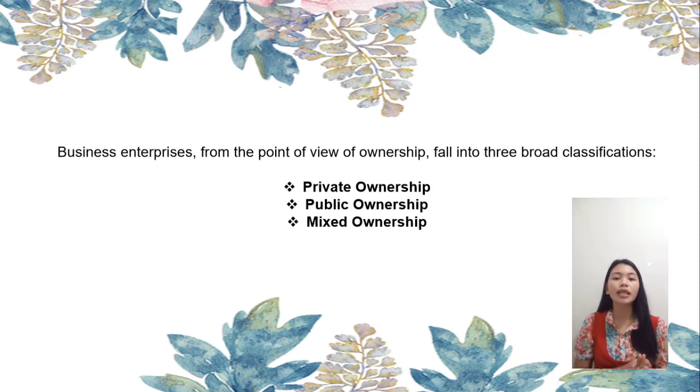The second one is public ownership. It is when the organization and management of the enterprise is controlled by political bodies such as a municipal, provincial, or national government, or by any instrumentality created by them. The third one is mixed ownership. Mixed ownership exists when elements of ownership are divided such that private persons and public bodies share in the operation of the same enterprise.